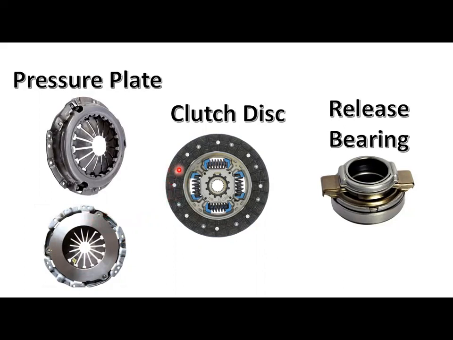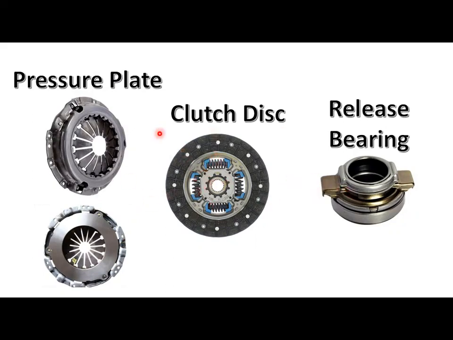Okay, the clutch disc has this lining, just like the brake pads or brake shoes. The lining is for the purpose of friction, so that when the clutch disc engages with the pressure plate and is pushed against the flywheel of the engine, the power of the engine will transmit via this clutch and into the transmission, the propeller shaft and the differential gear.